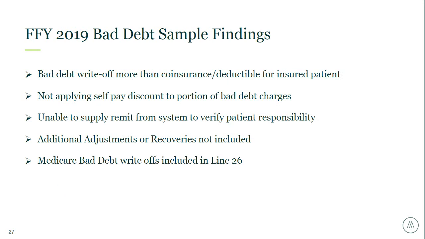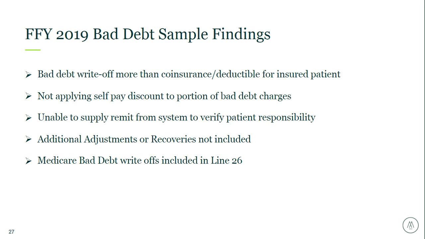Now, on this slide, I've listed some of the findings from the bad debt reviews, and I'll just briefly discuss a few of them. We've seen accounts not properly given a self-pay discount after insurance has recouped their payment. We've also seen reversals of bad debt write-offs that did not always use the correct associated bad debt transaction code, and therefore bad debt detail was overstated.